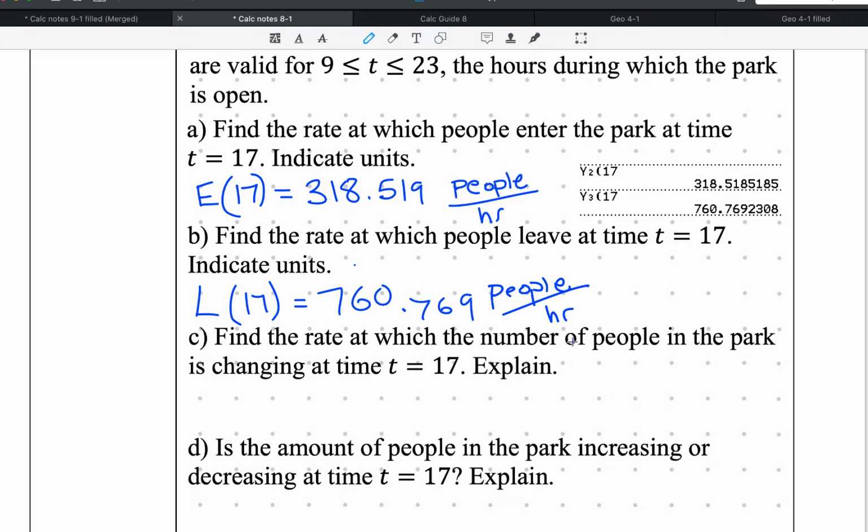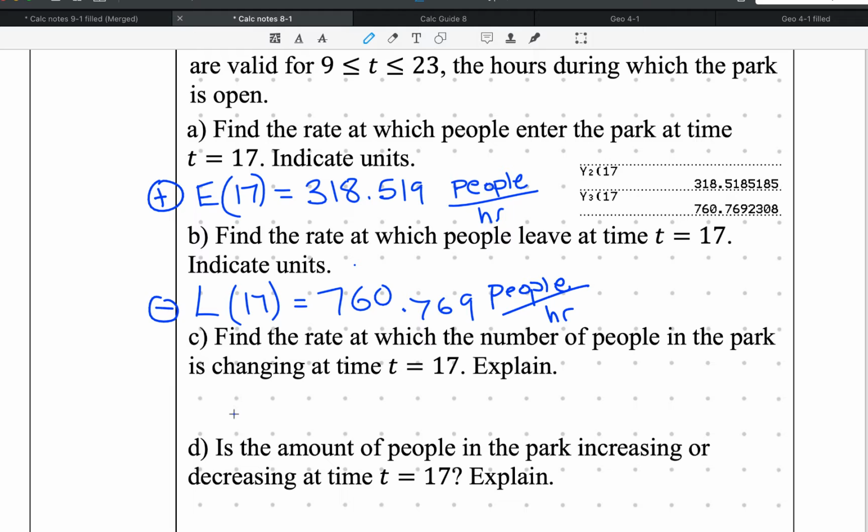All right. Well, let me ask a simpler question. Are people going into the park or are people really going out of the park? I know the answer is both, but overall, which is the more dominant force, people leaving or entering? What do you think, Andrea? Leaving, yeah. Why? Yeah, so we should have some negative rate then. So I know our answer is going to be negative because our negative rate is bigger than our positive rate. So the answer down here is going to be negative.